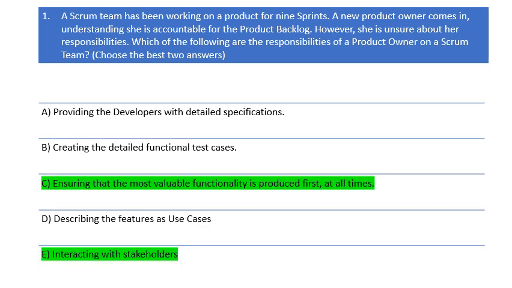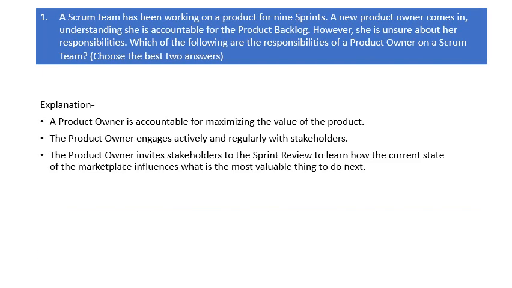You can see the right answers on the screen. It is option C and option E. Let us see why the answers are option C and option E. A product owner is accountable for maximizing the value of the product. The product owner engages actively and regularly with stakeholders. The product owner invites stakeholders to the sprint review to learn how the current state of the marketplace influences what is the most valuable thing to do next.